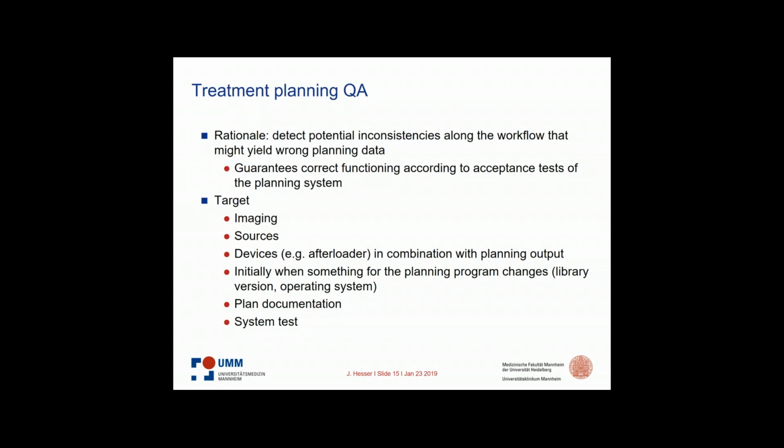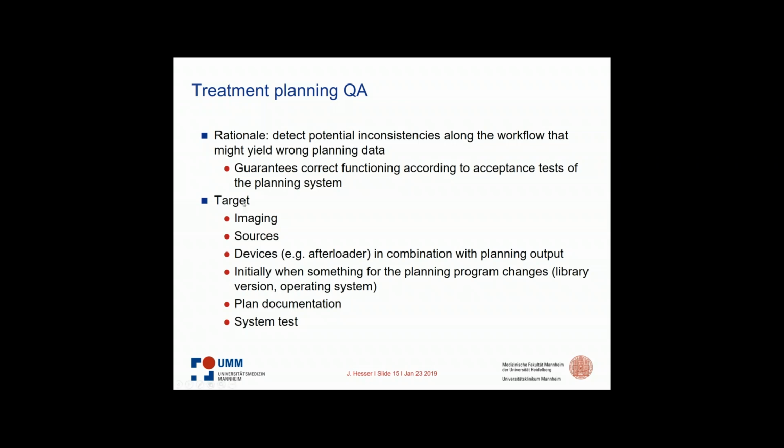So now the second part, the treatment planning per se. And we're looking at quality assurance. The rationale is that you take potential inconsistencies along the workflow. You have seen the workflow from the TG53 report that might lead to wrong planning data. So everything which could go wrong has to be checked. At the end, it guarantees that everything works correctly according to the acceptance test of the planning system.